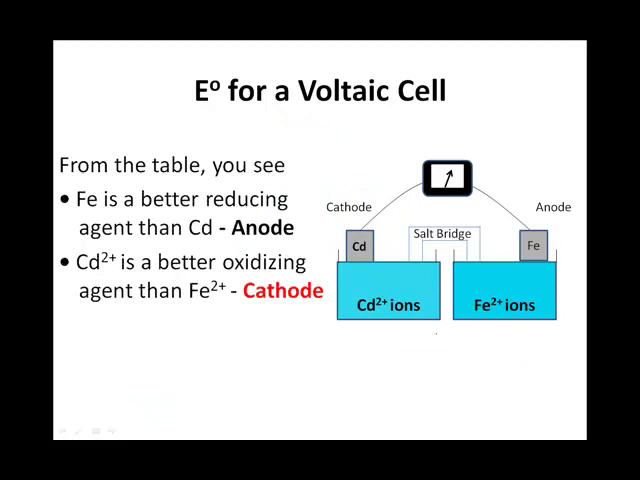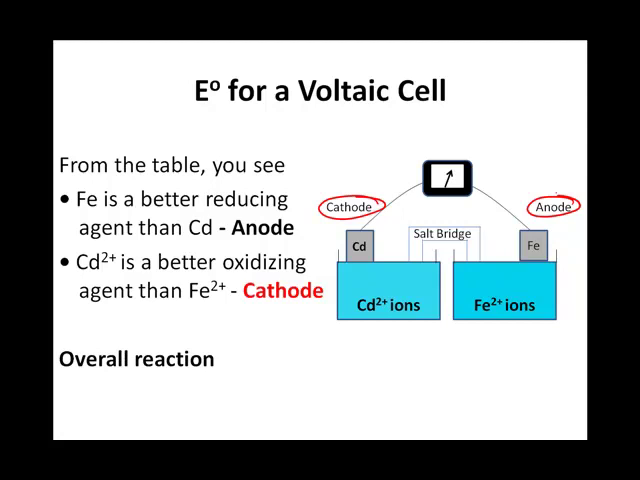So when we take a look here, we know that Fe, since it's higher on the list, will be a better anode than cadmium. And cadmium 2+ is a better oxidizing agent, so therefore that's going to be our cathode. Okay? So this is how we write it. Our cathode is over here, our anode's over there. It doesn't really matter as long as you correctly label them.